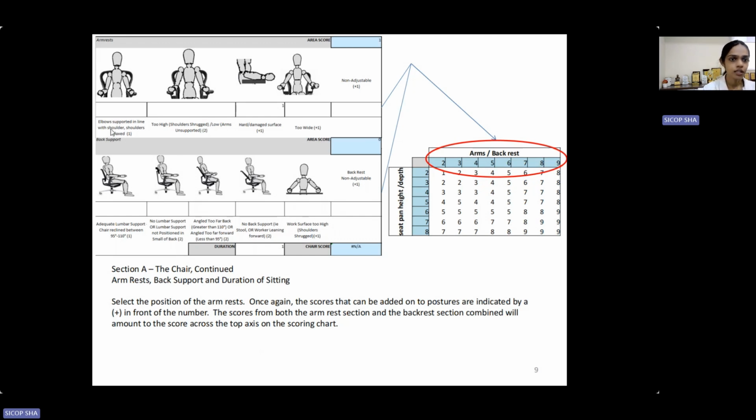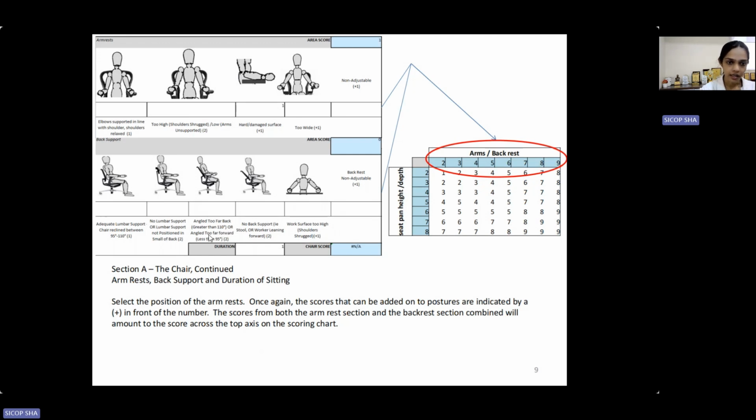So for armrest, if the elbows are supported in line with the shoulders and relaxed, it is graded as 1. If it is too high and unsupported, it is 2. If the surface is hard or damaged, then +1. If it is too wide, +1. So these are the additive scores. If there is adequate lumbar support and the chair is reclined between 95 to 110 degrees, it is scored as 1. If there's no lumbar support or lumbar support is not positioned in the small of the back, it is scored as 2.